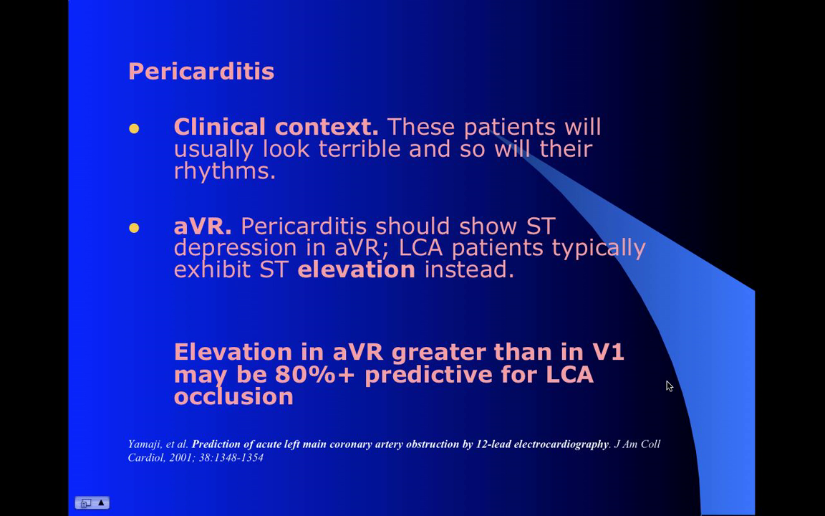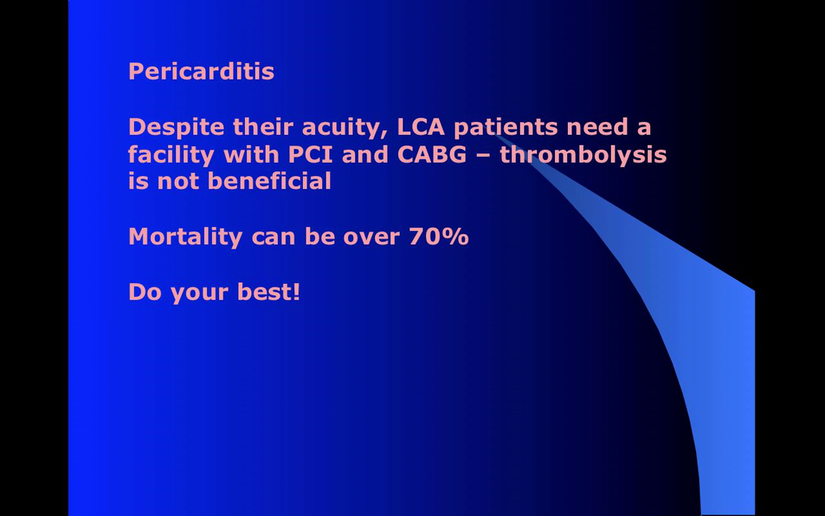There have been a few studies on this. Dr. Amal Mattu has really pushed the idea. It's not quite clear how accurate this is. There is one study showing it may be as much as 80% predictive when you have elevation in AVR which is greater than what you have in V1. Not everyone agrees on this, but when you have that whole picture, just a terrible looking patient with that AVR elevation and otherwise a lot of elevation or particularly global depression, you should really be concerned.